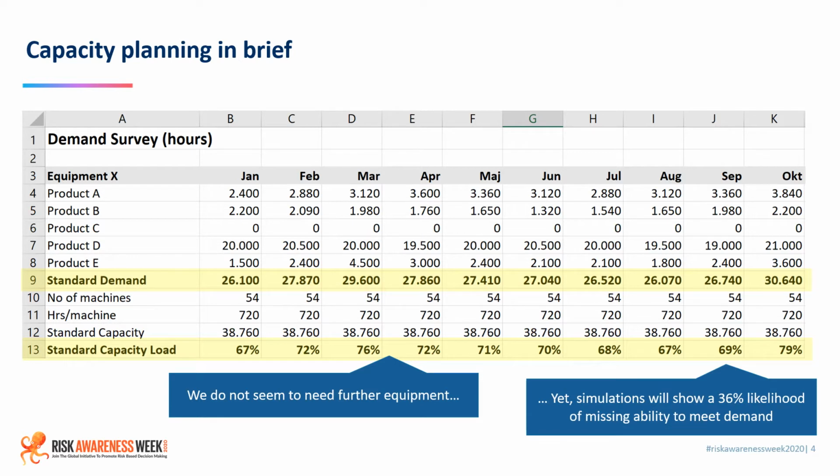Yet, as we will see later, there's a 36% likelihood we will be missing ability to meet demand in some of these later months. So the figure of capacity load is really not that interesting and not that telling, because it doesn't tell us when we will need and when we will not be able to deliver.